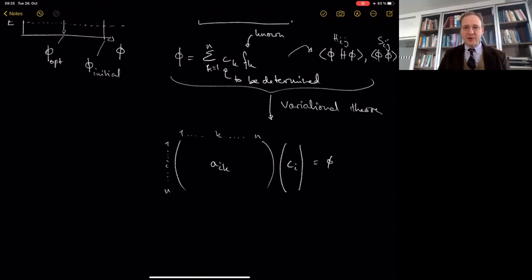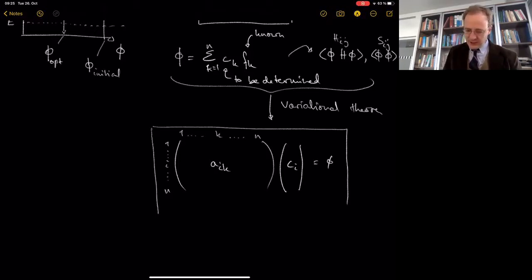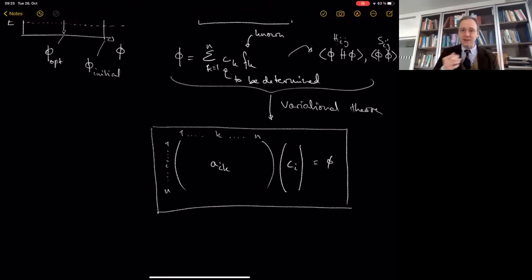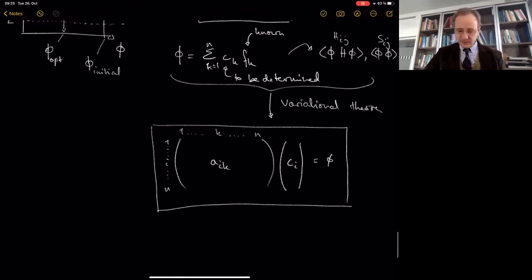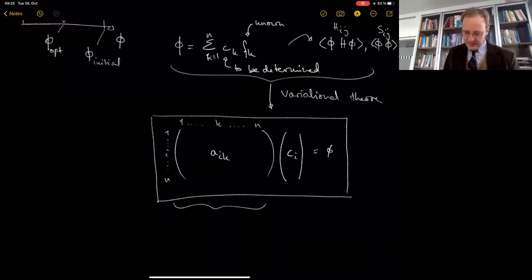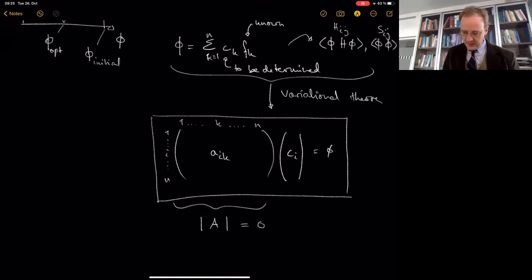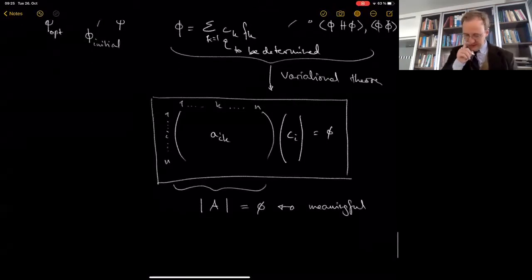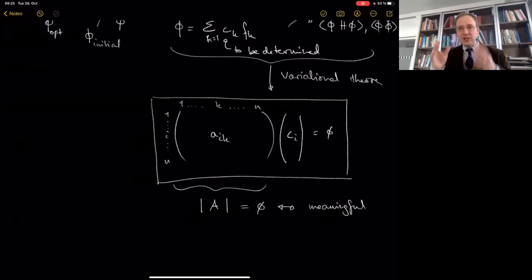And then I told you about this trick that the determinant of the matrix has to be 0 for this equation to be meaningful, meaning to have non-trivial solutions for C. Then and only then things are meaningful. All right. So this means we have an additional equation of the entire A matrix, okay?